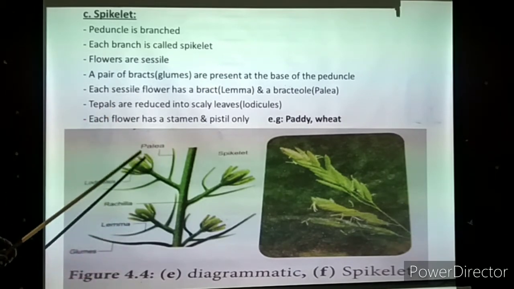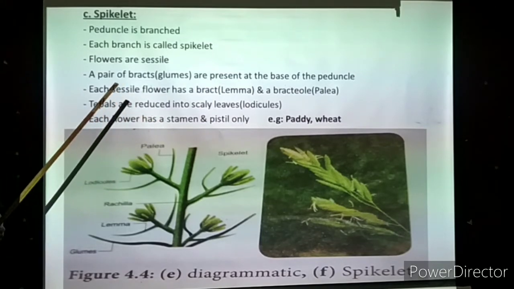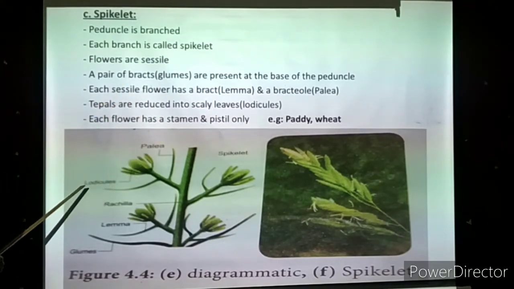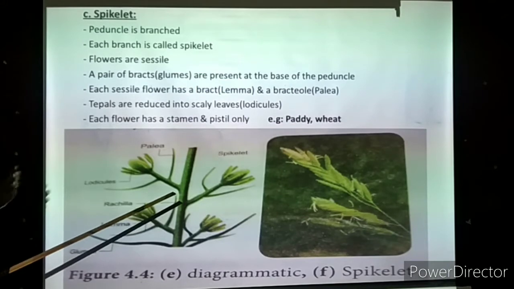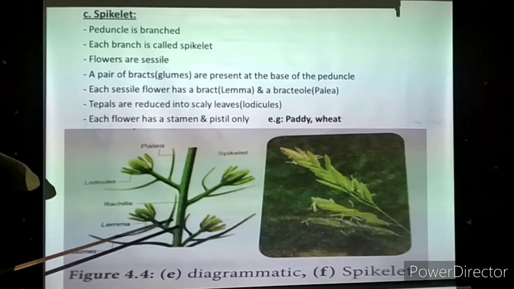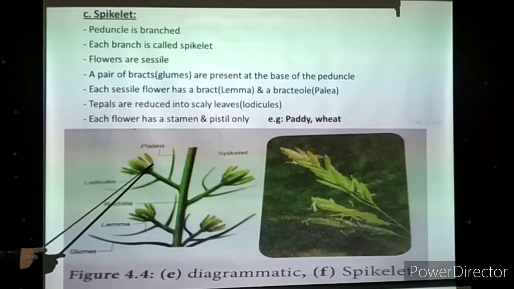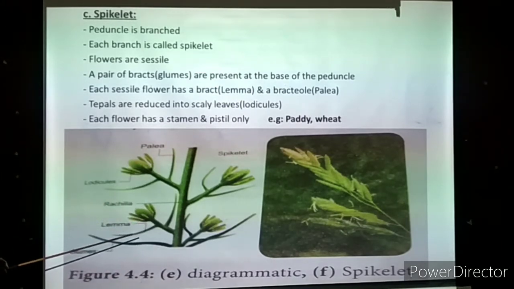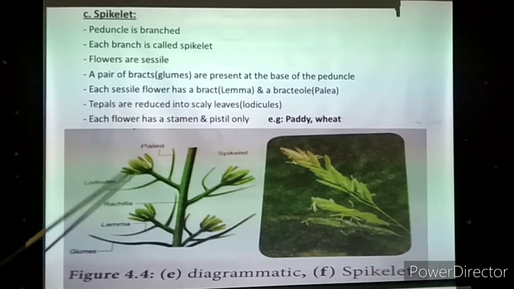Now this we are going to study in the second part, reproductive morphology. If you take a single flower, the sepals will be there, petals will be there. Sepals will be green in color, petals will be of any color, not green. But in some flowers, the petals and sepals will be of the same color, same size, same shape. We cannot differentiate which is sepal and which is petal. That is called a tepal.